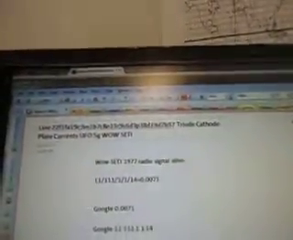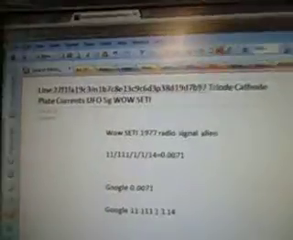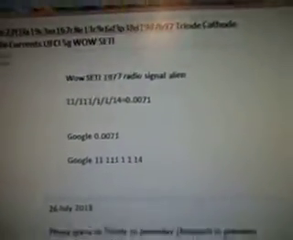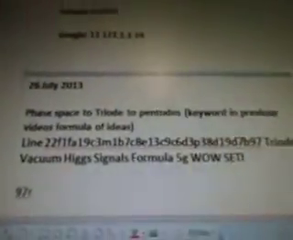So we're at 97S, line 22, 7B97, Triode Cathode, Plate Currents, UFO 5G Wow SETI. Here's our alien radio signal. And this says Plate Currents, Triode Cathode, UFO Space Communications Device, line 22, Wow Data, Keyword Research.